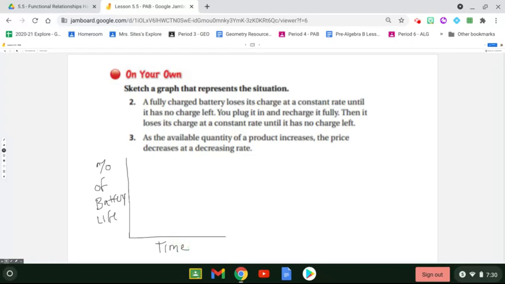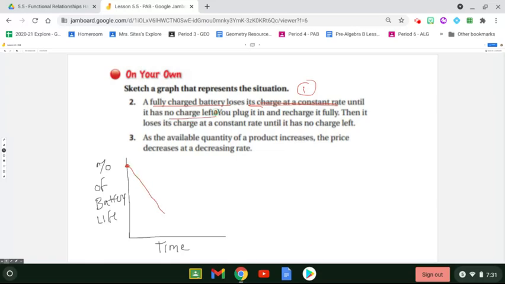Okay, so a fully charged battery. So we're starting out, let's say at 100% battery. So up here, fully charged battery right there. It loses its charge at a constant rate. So that would be something that's linear and it's decreasing until it has no charge left.